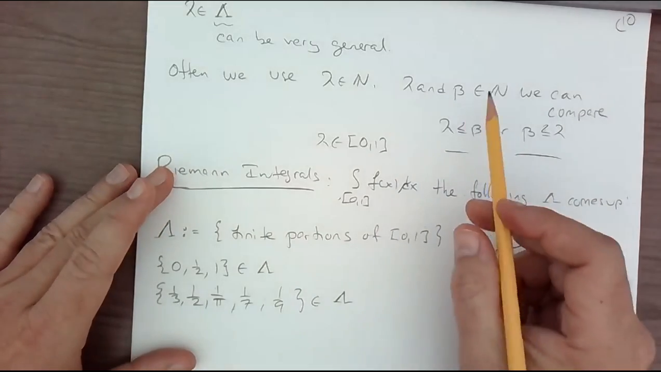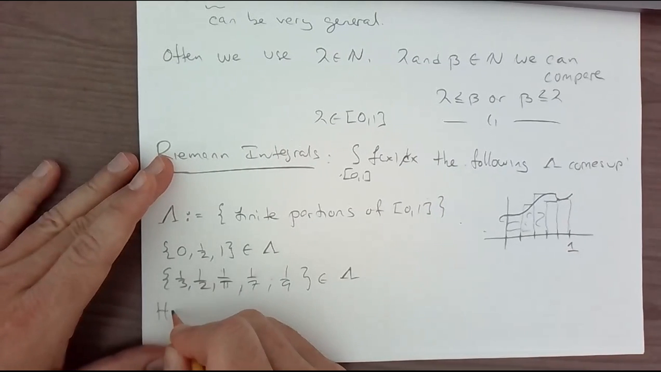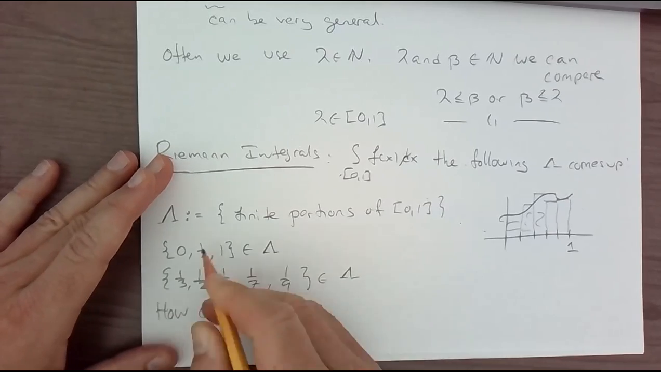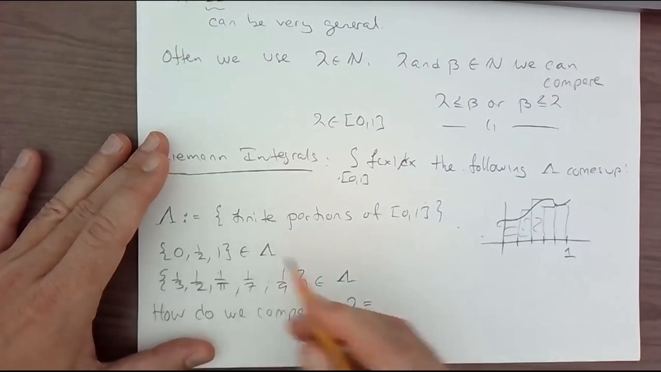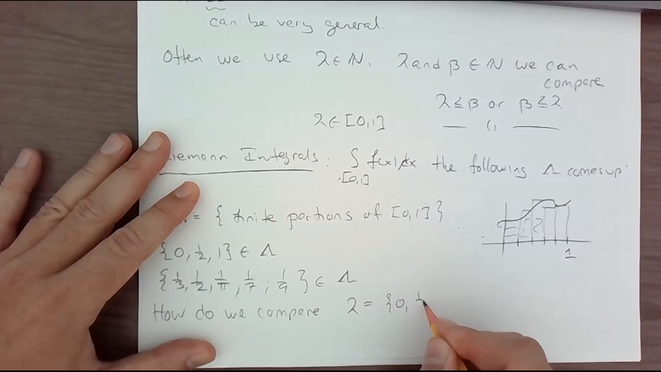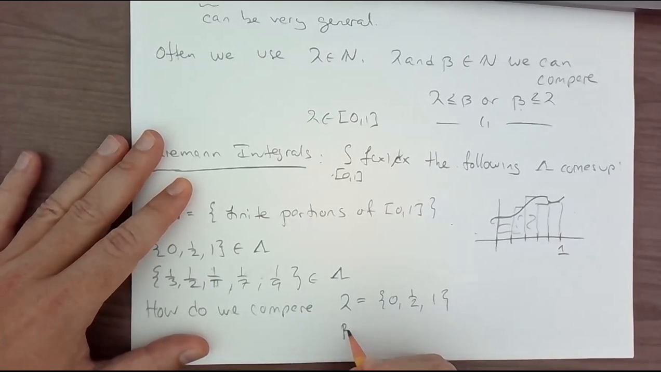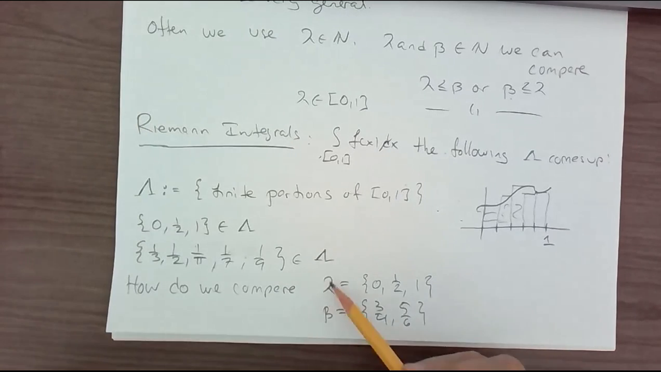And so again, we're looking up here, we want to be able to compare. So how do we compare? How do I compare two elements? So lambda, this could be, say, the first one, 0, a half, and 1. And my second one, my beta, this could be, I don't know, 3/4 and 5/6. How do I compare lambda being bigger than or smaller than beta?